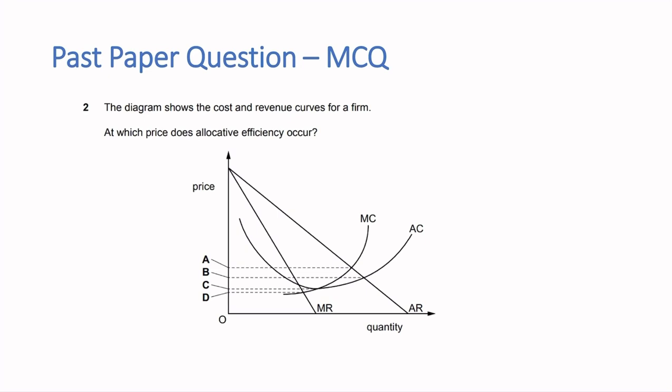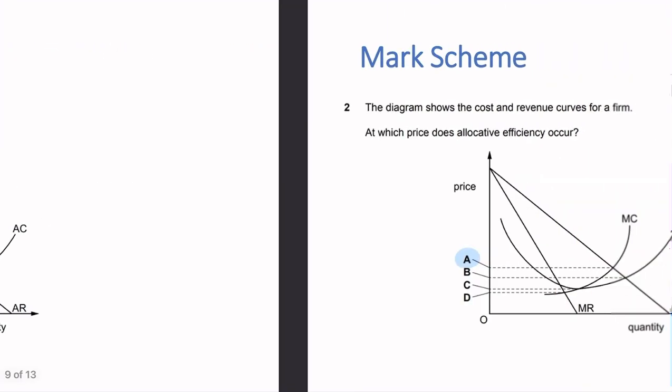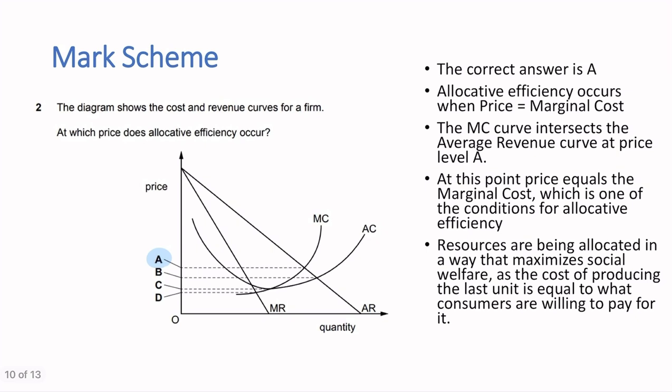Time is up. The correct answer for this question is A. This is because allocative efficiency occurs when price is equal to marginal cost. The marginal cost curve intersects the average revenue curve at price level A. At this point, price is equal to marginal cost, which is one of the conditions for allocative efficiency.